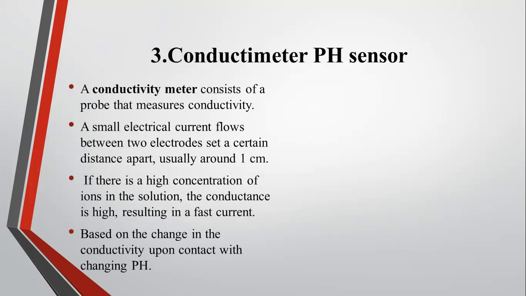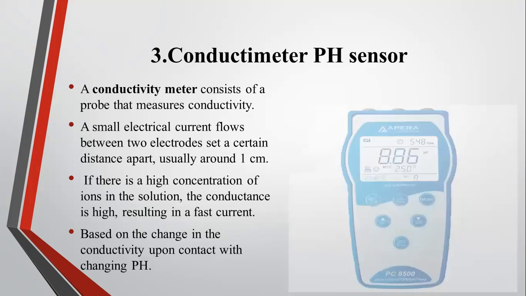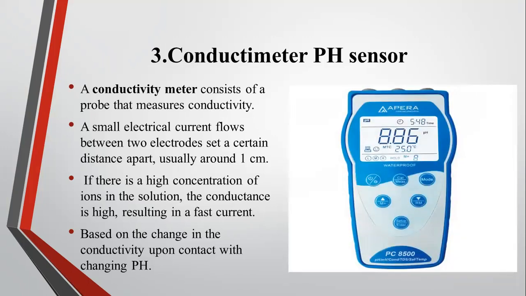Third one is the conductimeter pH sensor. A conductimeter consists of a probe that measures conductivity. A small electric current flows between two electrodes set a certain distance apart, usually around 1 centimeter. If there is a high concentration of ions in the solution, the conductance is high, resulting in a fast current, based on the change in conductivity upon contact with changing pH. Here is the conductimeter pH sensor.